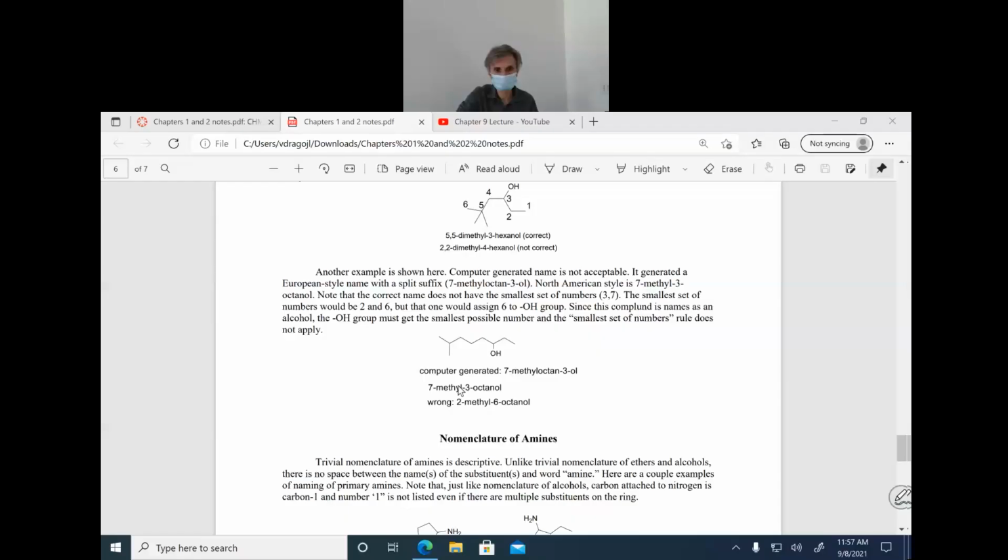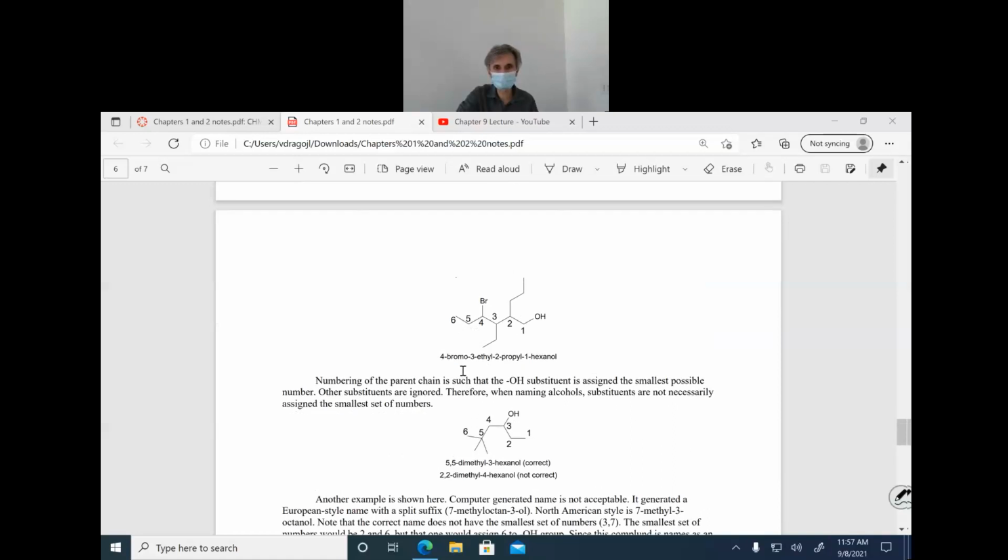Okay, let me see, I don't remember this. 4-bromo 3-ethyl 2-propyl 1-hexanol. So let me see what that is about. No, here it is. So why is that correct? The longest chain has 6 carbons, because if you look at OH, it starts with this carbon. So you start at this carbon and you look for the longest chain. So 1, 2, 3, 4, 5. 1, 2, 3, 4, 5. So 6 carbons is the longest chain. OH is attached to carbon 1, and then you number the rest, 2, 3, 4, 5, 6. So 2 is propyl, 3 is ethyl, and 4 is bromo. Now you list them alphabetically. That means bromo, ethyl, propyl. So 4-bromo, 3-ethyl, 2-propyl, 1-hexanol.